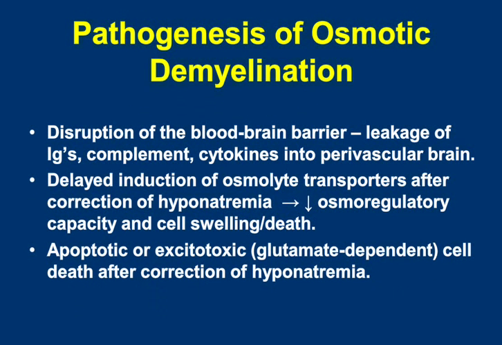I always found this a very puzzling disorder. Why would you get osmotic demyelination because of these volume issues when you change serum sodium back to normal? Well, it turns out to be very complicated. One of the things that happens is you disrupt the blood-brain barrier. That allows antibodies, complements, cytokines, and cells and so on to get into the perivascular brain and give you sort of an immune-mediated demyelination.